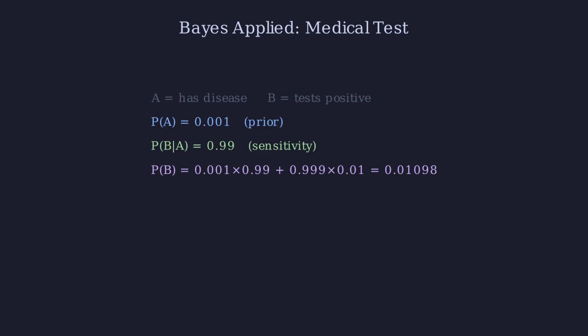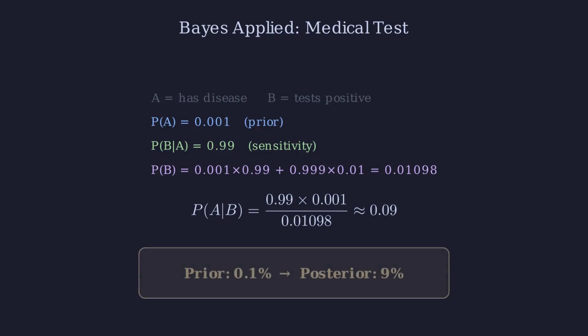That is 0.001 times 0.99 plus 0.999 times 0.01. That equals 0.01098. Now plug in these values in Bayes' theorem. We obtain 9%. Same answer as before, but now we have a systematic framework. This is the core lesson of Bayesian thinking. The strength of evidence depends on the prior. When something is very unlikely to begin with, you need overwhelming evidence to make it likely.